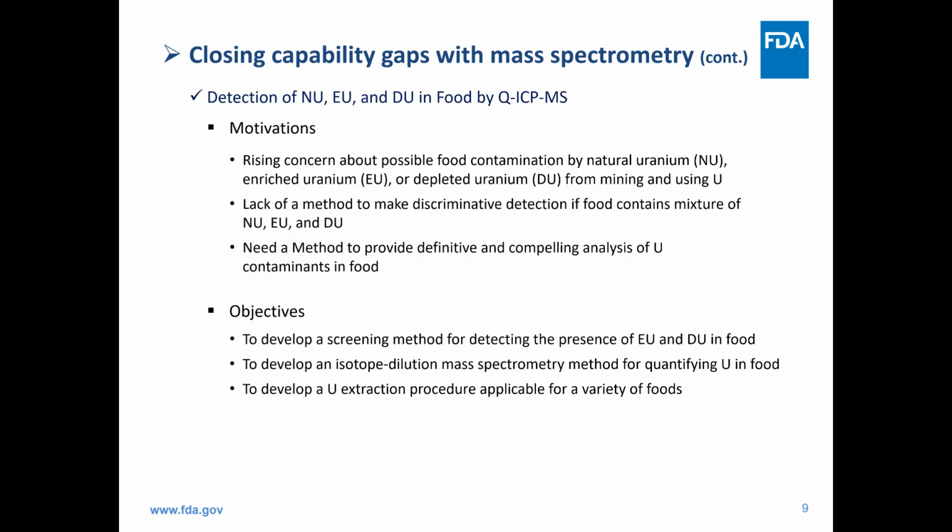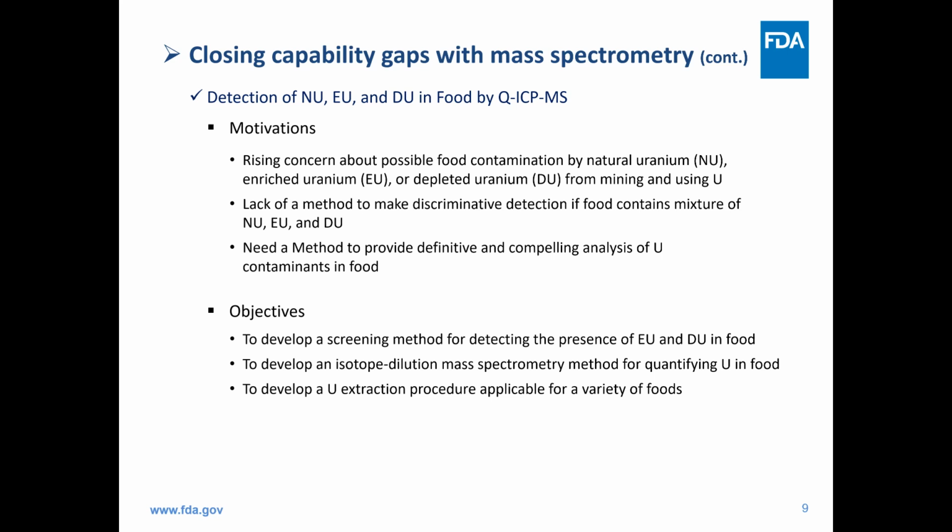Another problem in analysis of uranium in food is the lack of a compelling method to make a discriminative detection if a food contains a mixture of natural uranium, depleted uranium, or enriched uranium.